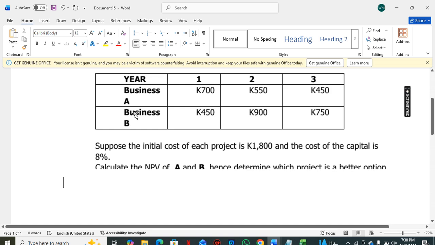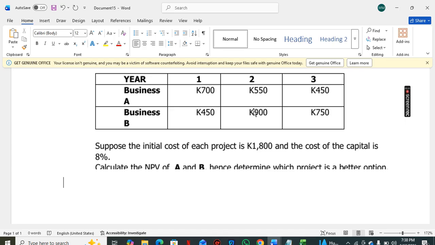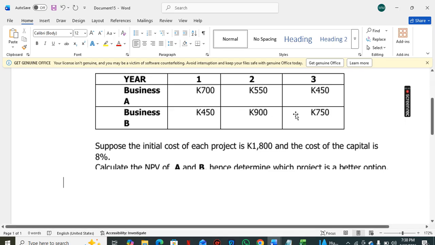Then for business B, in year 1, you make 450 kwacha. In year 2, 900 kwacha. In year 3, 750 kwacha. Okay, so this is also the money you're going to receive.